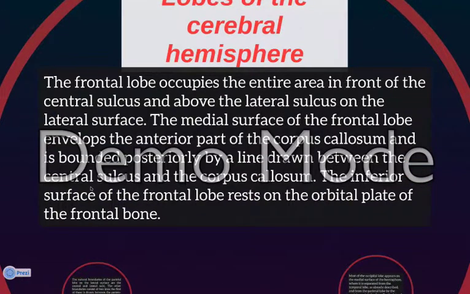Lobes of the cerebral hemisphere. The frontal lobe occupies the entire area in front of the central sulcus and above the lateral sulcus of the lateral surface. The medial surface of the frontal lobe envelopes the anterior part of the corpus callosum and is bounded posteriorly by a line drawn between the central sulcus and the corpus callosum. The inferior surface of the frontal lobe rests on the orbital plate of the frontal bone.